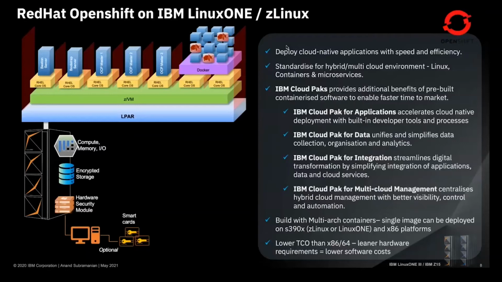And that means that you have much leaner hardware requirements, and that by default means lower software costs. Typically, we find that one LinuxONE or Linux on Z IFL, which is what we call a core dedicated for Linux workloads, is the equivalent to probably between 10 and 20 x86 cores, depending on the workload that you wish to deploy.